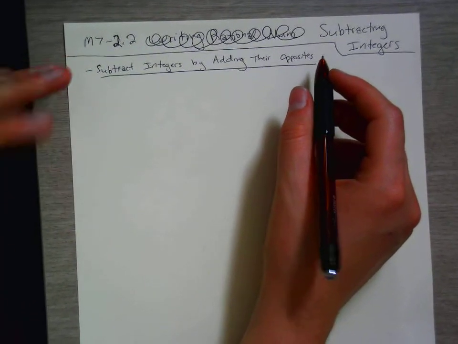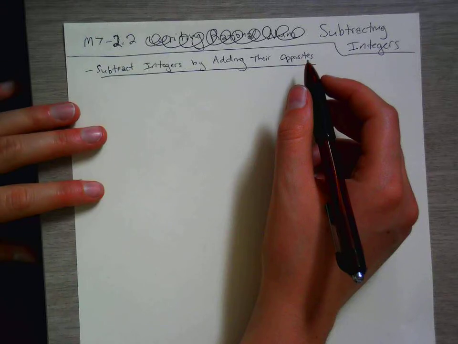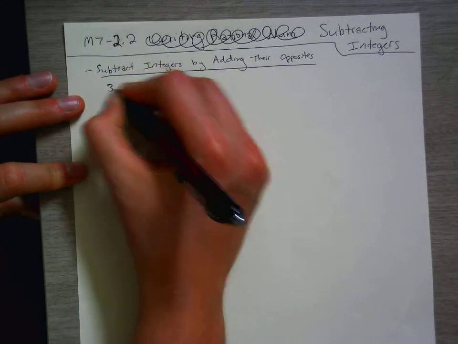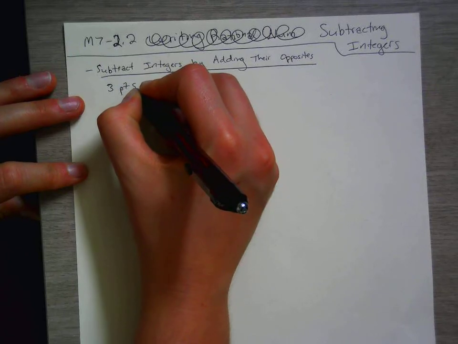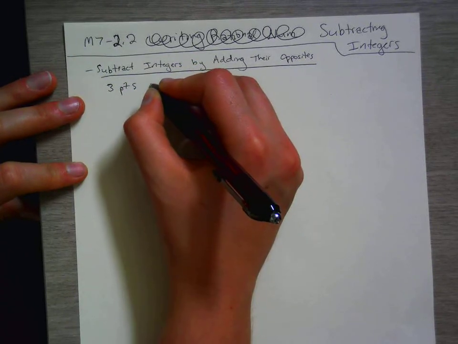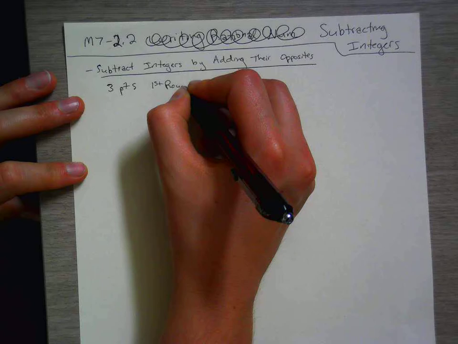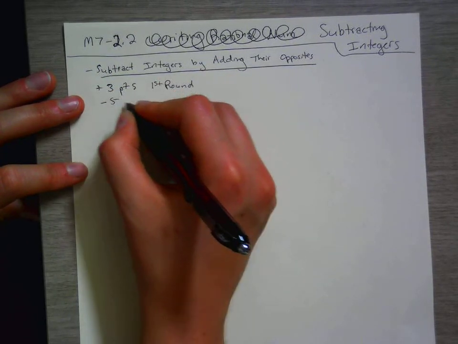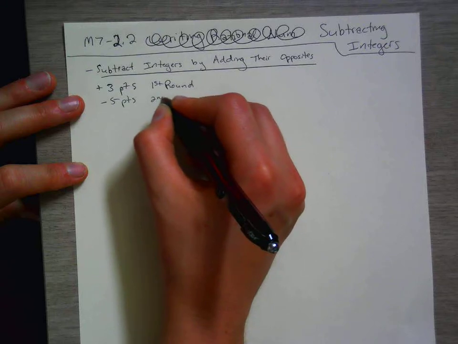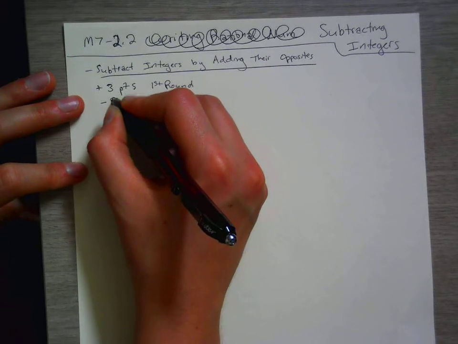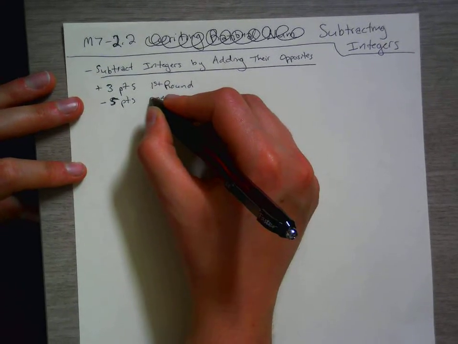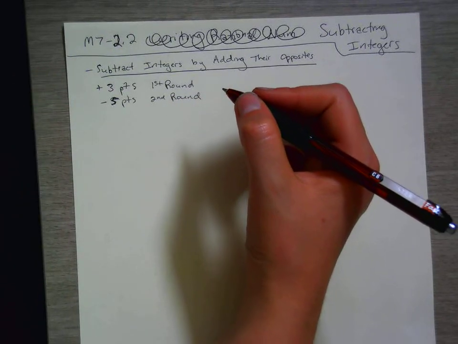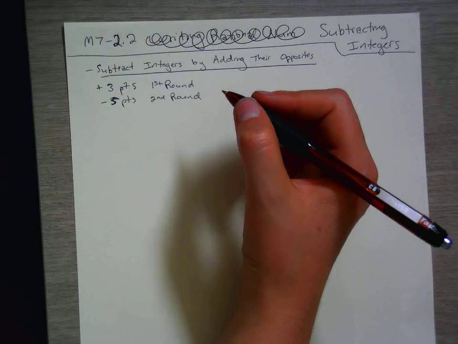The example here says Michael, let's pretend this is Mr. Michael, he scored 3 points in a game show for the first round, and he lost 5 points in the second round. Poor Mr. Michael. Okay. Looks like he didn't do too good in this game show. Now, let's figure out exactly how many points he got, though. So let's translate this verbal expression to the numerical expression.